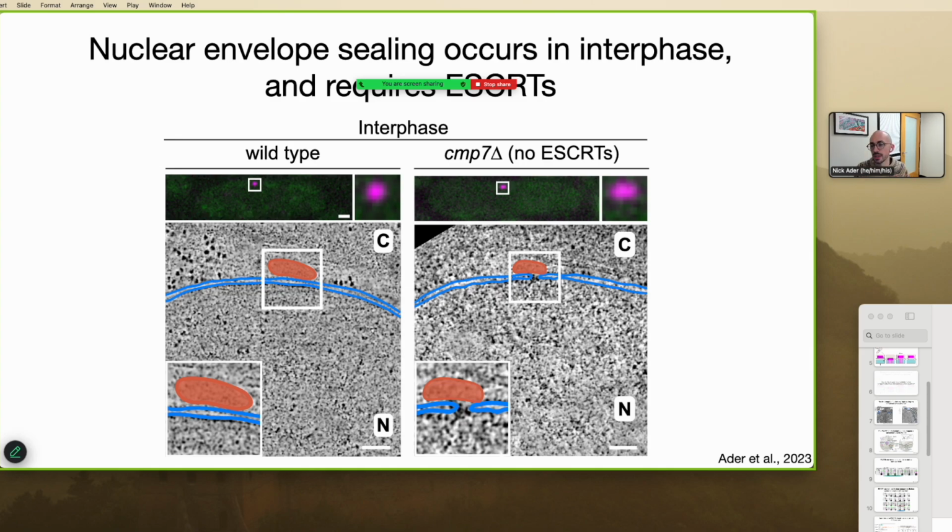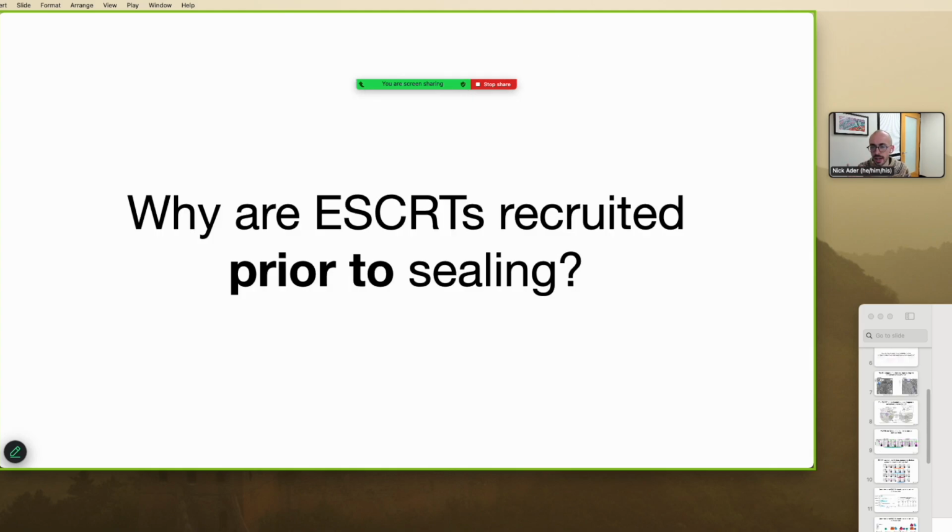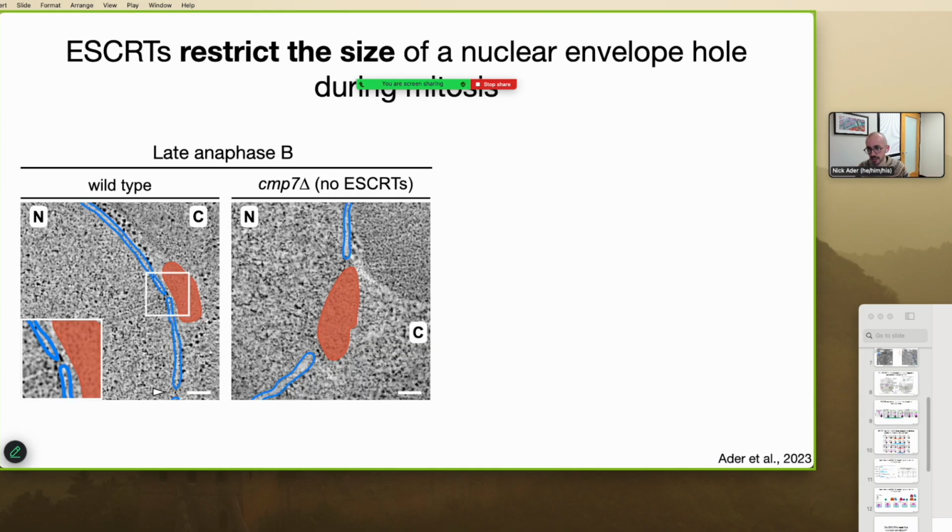With that sorted, we wanted to turn our attention to: why are escorts recruited prior to sealing? If they're just involved in sealing, why not require them right at the very end of mitosis? Why tens of minutes earlier? We had a whole host of electron microscopy data, because we were looking at an asynchronous population of cells. They're not synced to mitosis. We're just using CLEM to target different stages of the cell cycle. From that data, we looked at our mitotic cells and late anaphase cells. Here, in wild type cells shown on the left, you can see the spindle body. You can see this small hole that's presumably on its way to being sealed as mitosis resolves. You can see these small remaining microtubules. This is very late in mitosis.